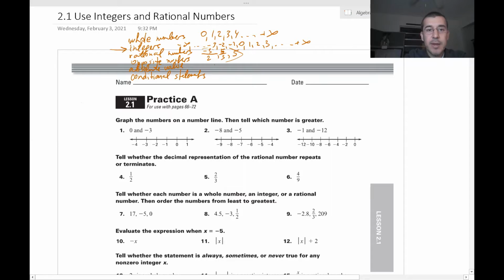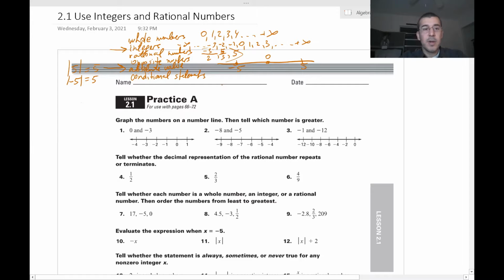Opposite numbers: on a number line, if the distance between two numbers and 0 is the same, then those are opposite numbers, like -5 and 5. Absolute value: what is absolute value? The absolute value of a positive or negative number is a positive number. And conditional statements are something like if this, then that. So you have a hypothesis and a conclusion.